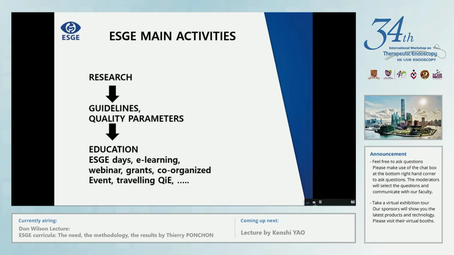And these are two important topics we should cover when you are head of a large society, such as the Society of Digestive Endoscopy in Europe. At the end, you have education. And in Europe, we have different ways to educate people: ESGE Days, e-learning, webinars, grants. And such events as the event today is typically a model of education. Okay, we educate through a workshop. So this is a river. There is a flow.